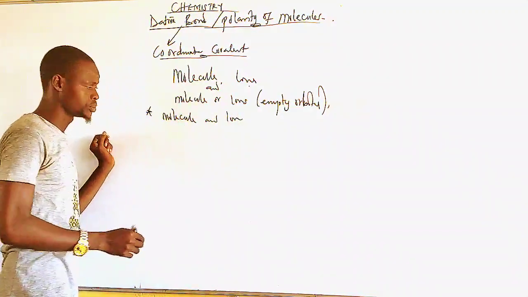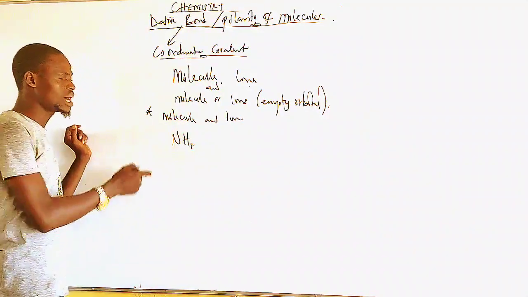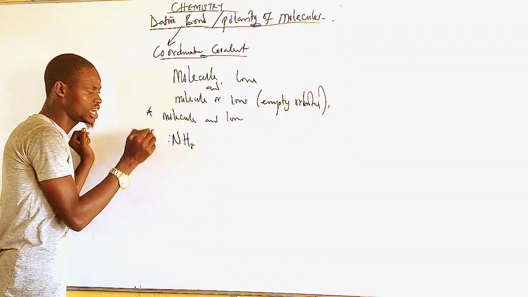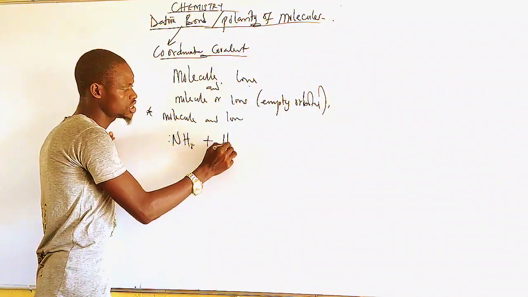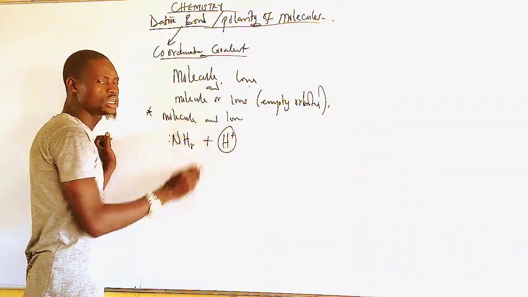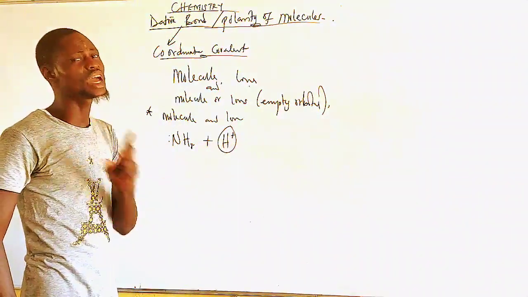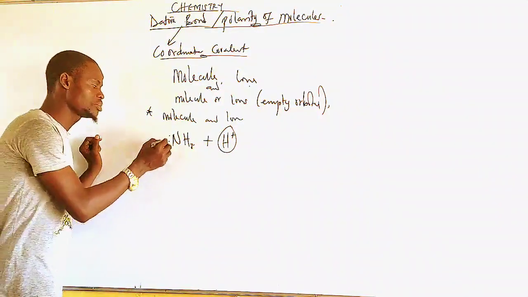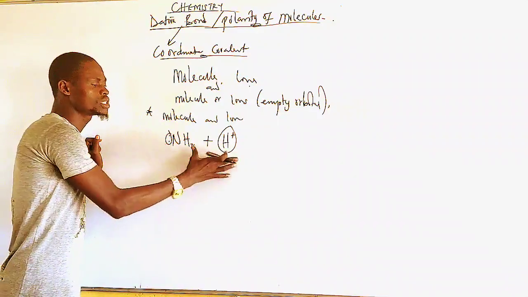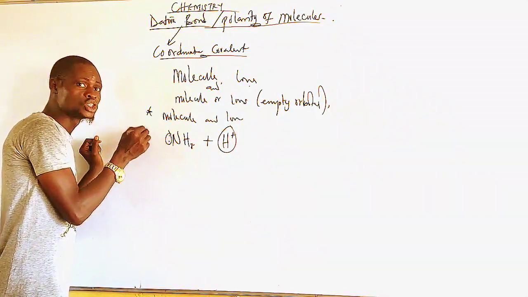Let's say, for example, the ammonia molecule. In my previous video, I explained to you that the ammonia molecule has a lone pair of electrons. So ammonia can react with what? Hydrogen ion. And hydrogen ion has an empty orbital. It does not have any electron in its orbital. So this ammonia can easily bond with hydrogen ion by transferring. This kind of bond is done.